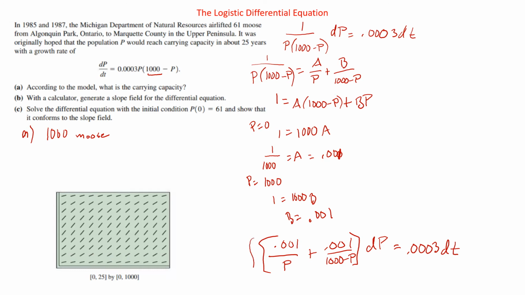And then we can find the antiderivative of both sides. So the 0.001 over P is going to be 0.001 natural log of P. And then we'll have 0.001 natural log of 1,000 minus P. But when we take the derivative, we get 1 over 1,000 minus P times the derivative of that, which is minus P turning into negative 1. So this needs to be negative.